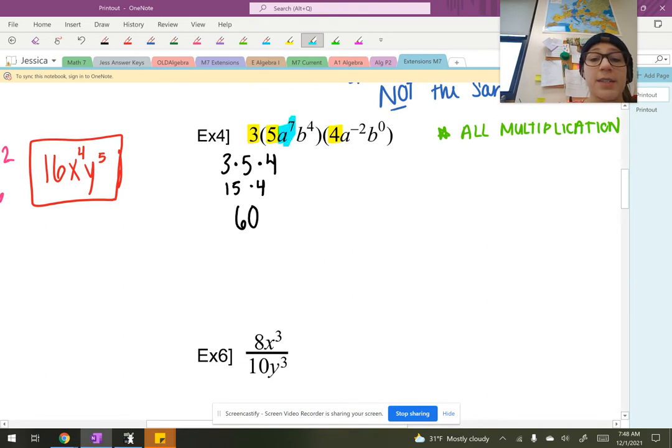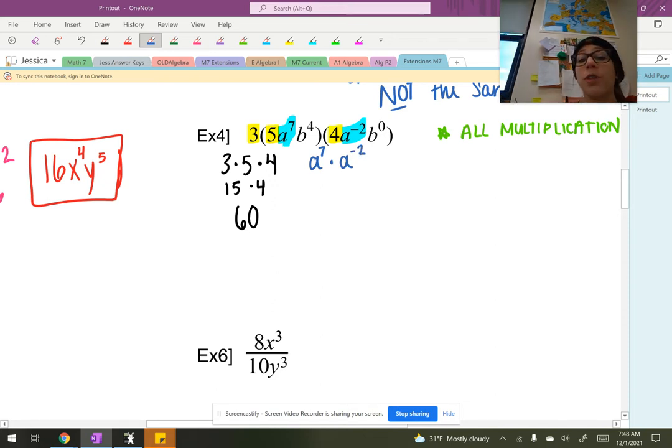Next, I've got some a's. I've got an a to the 7th here and an a to the -2. Ooh, negative exponents. Oh, geez. Don't know what happened there. So don't let those negative exponents freak you out. We're still going to combine that a to the 7th times a to the -2.